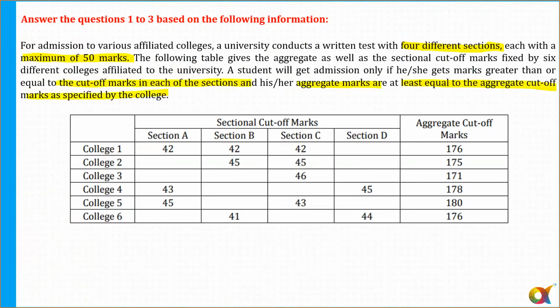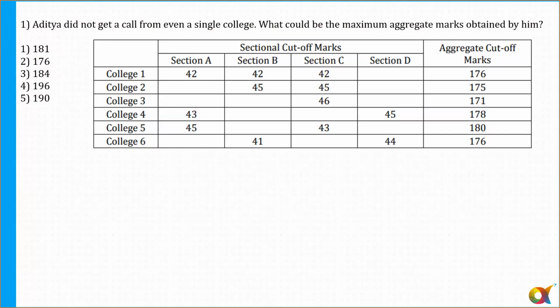Alright. So now let's start here. Question number 1. Like I already told you, the answer for question number 1 is option number 3. Now it says Aditya did not get a call from even a single college. And what is the maximum aggregate marks obtained by him? So I need to find out the total. I need to maximize the aggregate marks here. But he's not getting a call from any of the colleges.